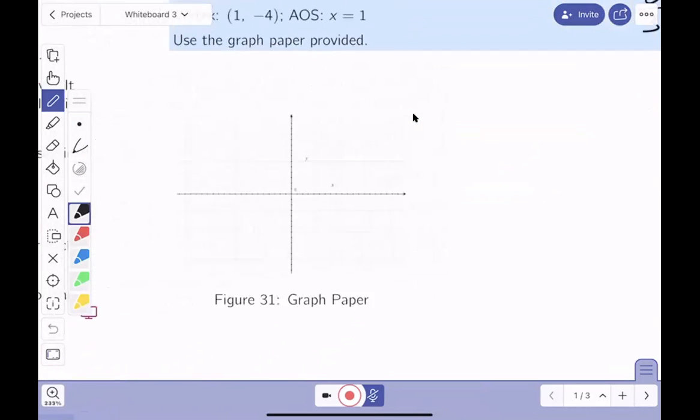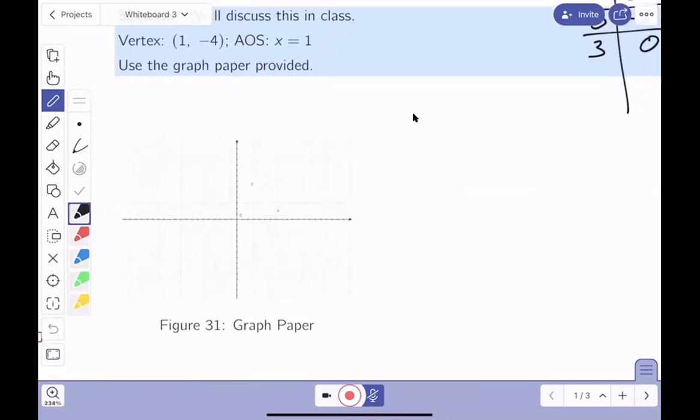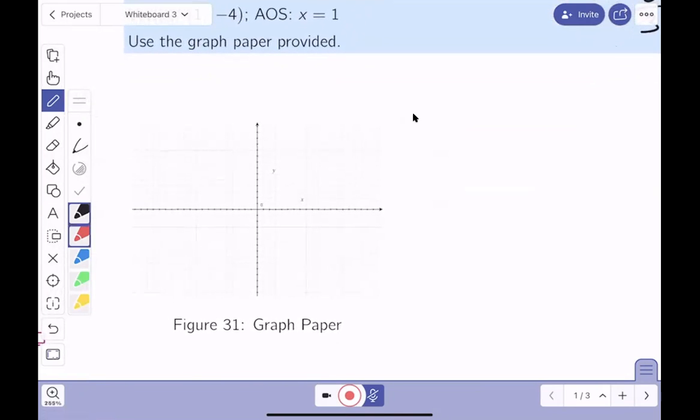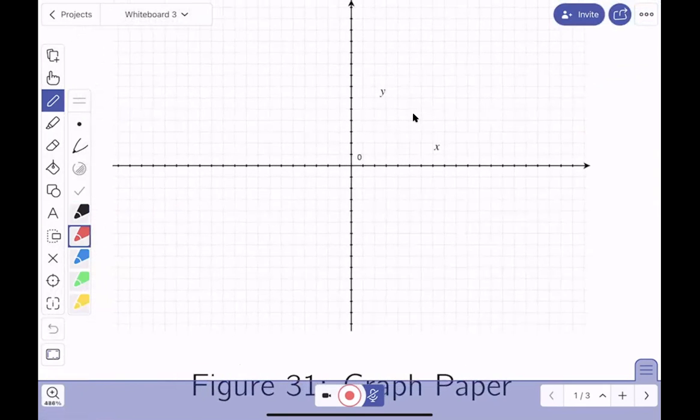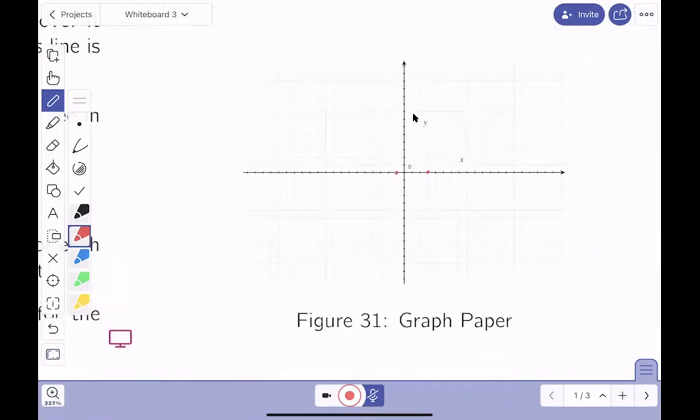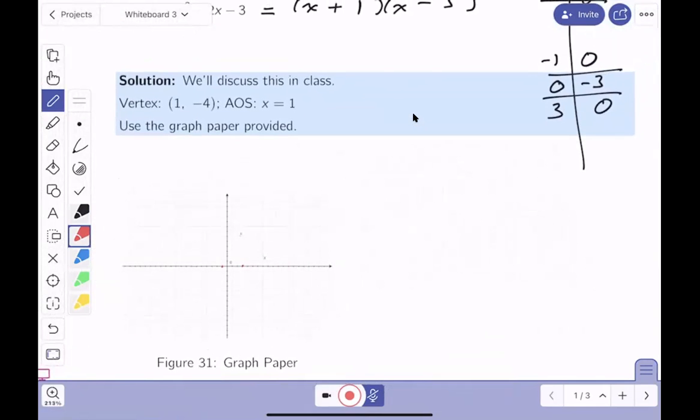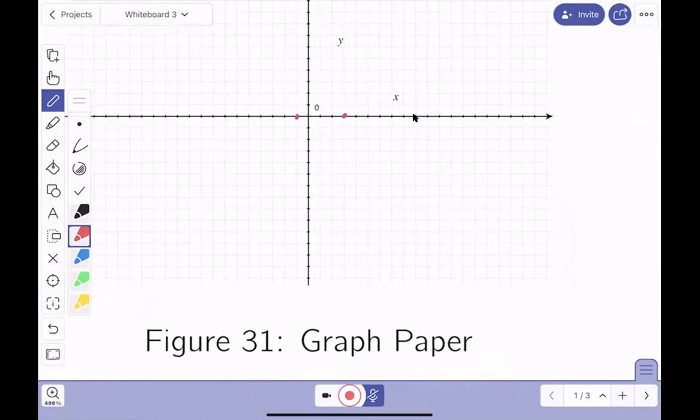All right. Now, granted, if you can't remember, I want to point out, I'm going to plot the x-intercepts first. So 3, 0. Let me blow this up. And -1, 0. Again, remember, if you can't remember, look back over there: 0, -3. I'll put this over here for you.